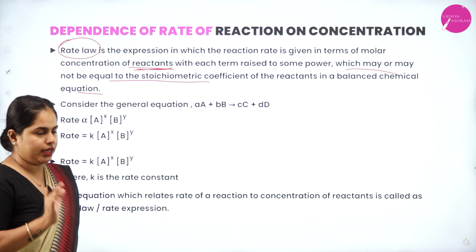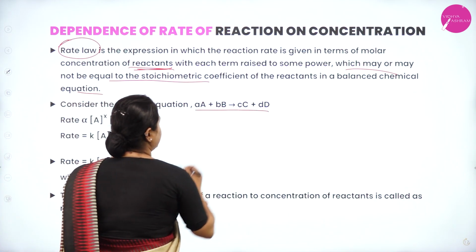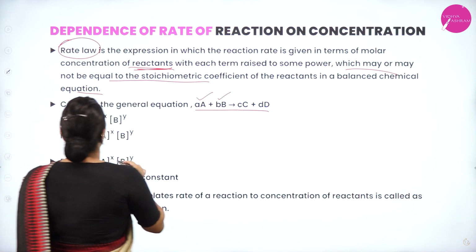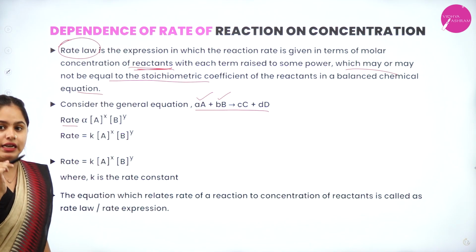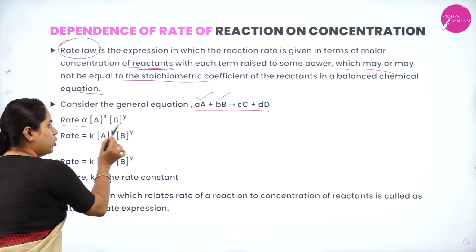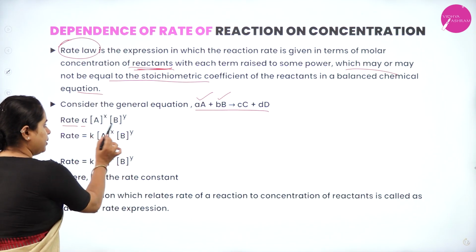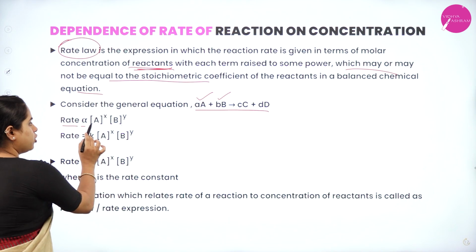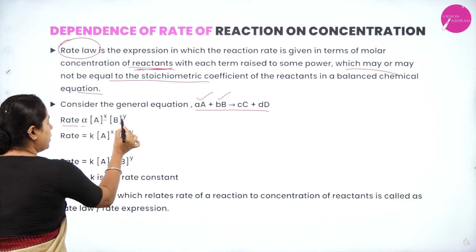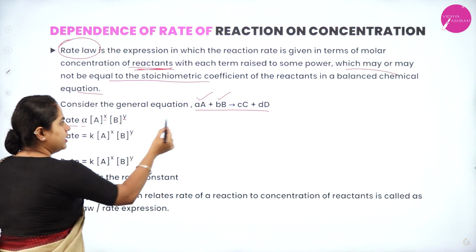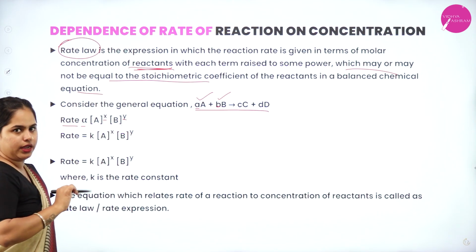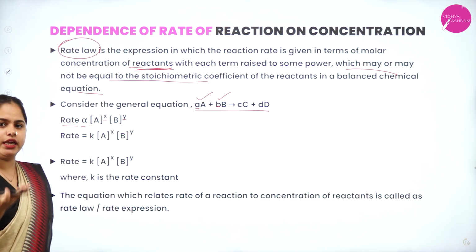So let us take an example and understand this. A general equation has been taken here, aA plus bB giving cC plus dD. So which are the reactants here? A and B. So now what is the rate of the equation? Rate of the equation according to rate law is directly proportional to the product of molar concentration of the reactants. Only A and B we are considering, not C and D. Each is raised to some power which may or may not be equal to its stoichiometric coefficient. Here the stoichiometric coefficients are a and b, but I have mentioned x and y. That means it can be a and b or it cannot be.